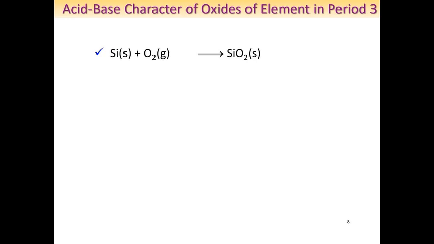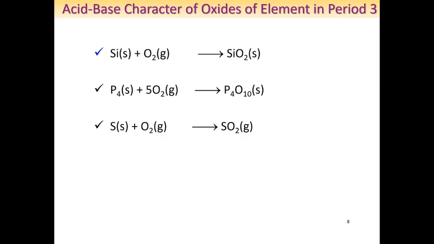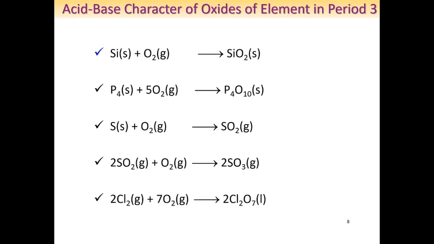Silicon reacts with oxygen to form silicon dioxide. Phosphorus reacts with oxygen to form phosphorus pentoxide. Sulfur reacts with oxygen to form sulfur dioxide. Sulfur dioxide reacts with oxygen to produce sulfur trioxide. And the last one, chlorine reacts with oxygen to form dichlorine hexoxide.